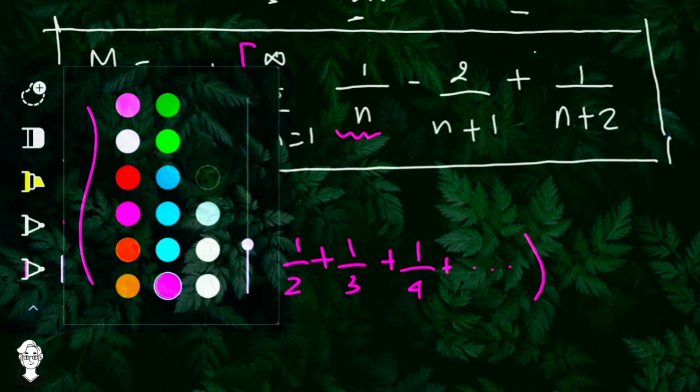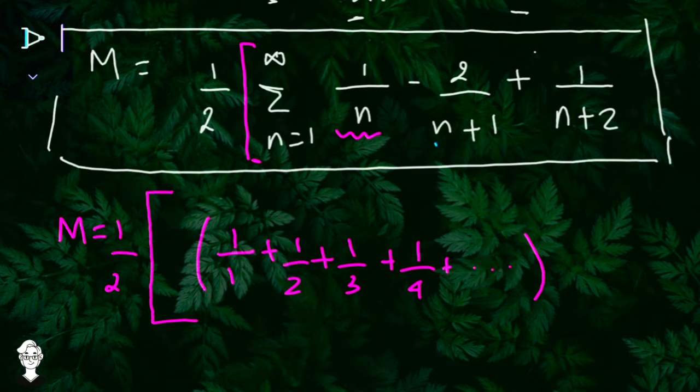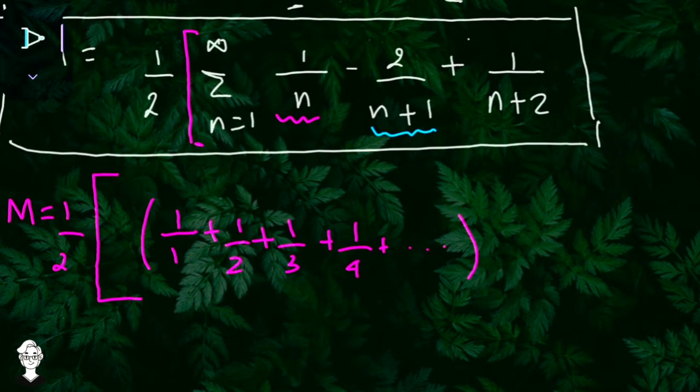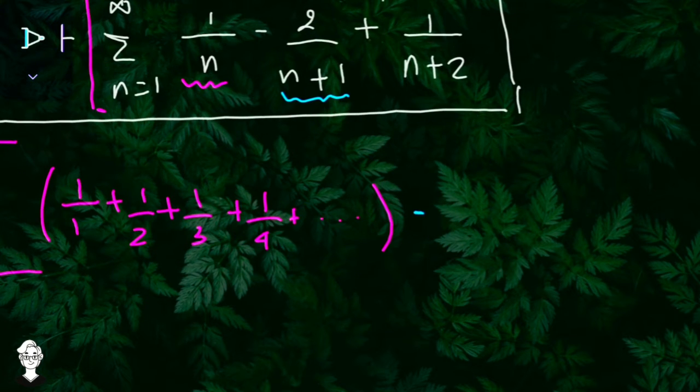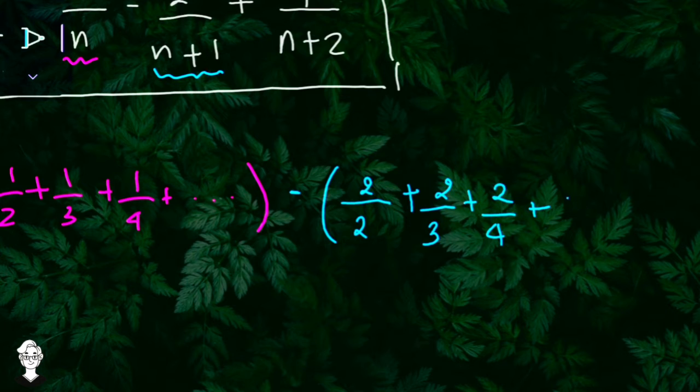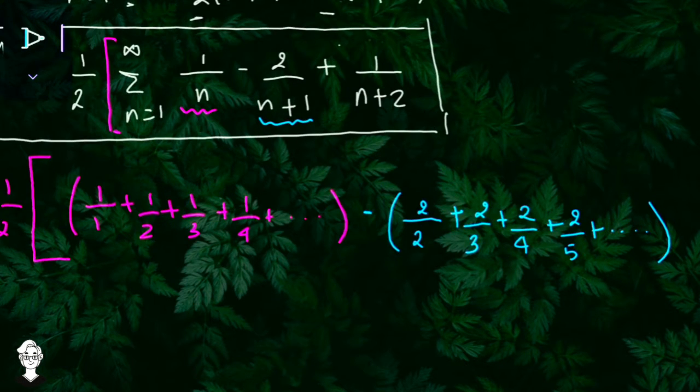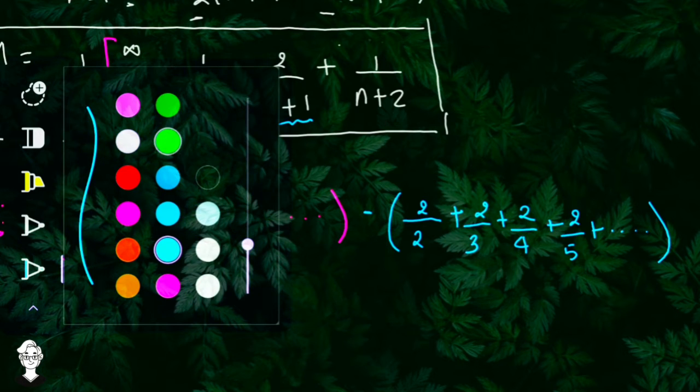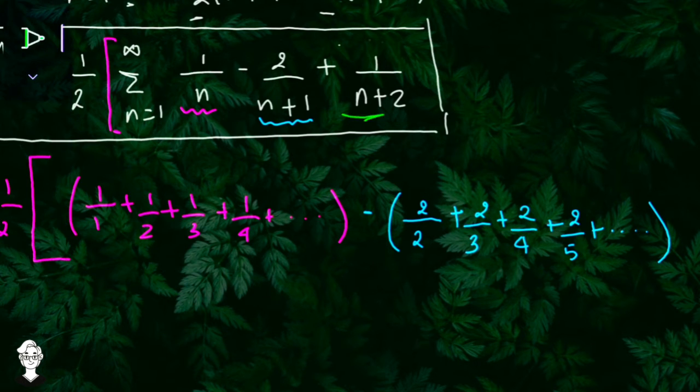Now let us move to the second one. The second one says 2 upon n plus 1, and with a negative sign over there. So negative, and 2 can be taken common outside, or let it be inside. Yes. So now the series expansion of this would be 2 upon 1 plus 1, that is 2, plus 2 upon 2 plus 1, that is 3, so 2 upon 3. Now 2 upon 4, then 2 upon 5, and dot dot dot up till infinity.